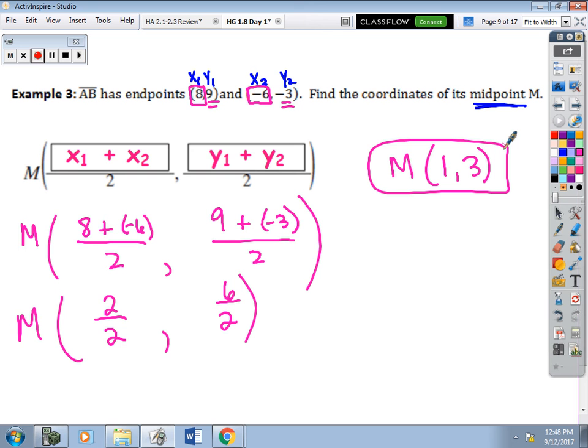And again, all this is saying is that this is point M. So if you were looking at this segment, which would be AB, it would be slanted downward based on how it looks. Point M would be in the middle, and its coordinates would be 1, comma 3. See if you guys can try example 4.